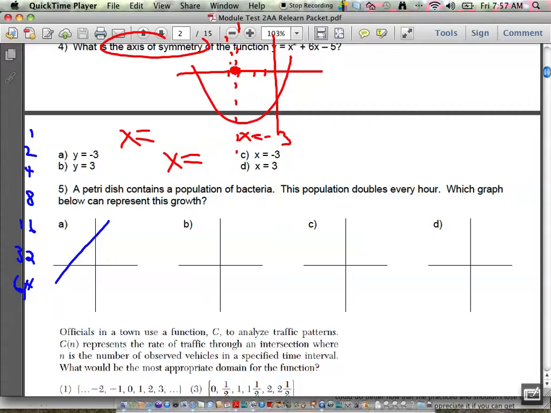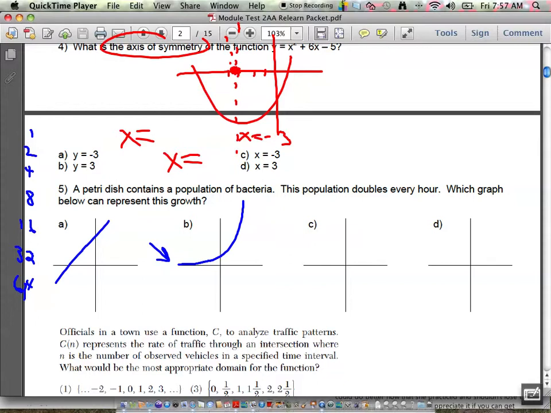Linear means it has a constant slope. And in this case, the change in y over the change in x is not constant. I know the answer was B. This line here is asymptotic. It should not touch. It should get as close as it can, but not touch. You're looking for something in this shape.